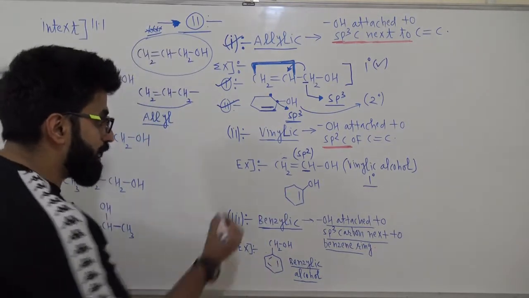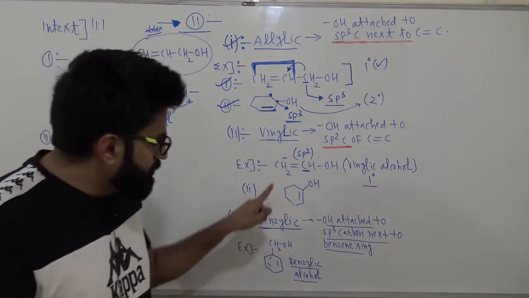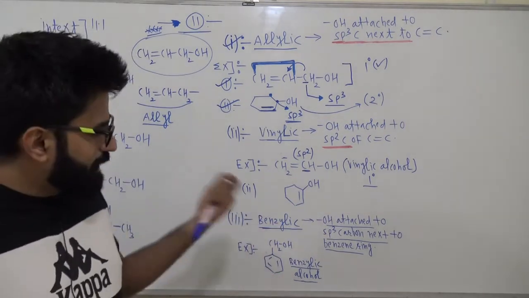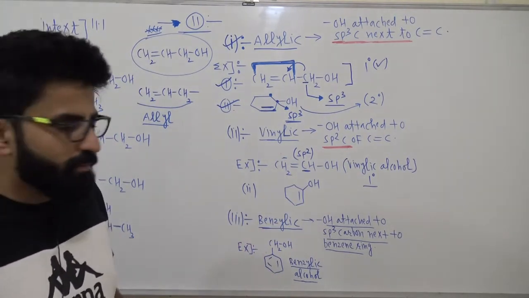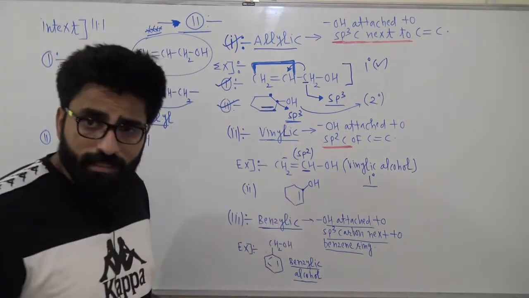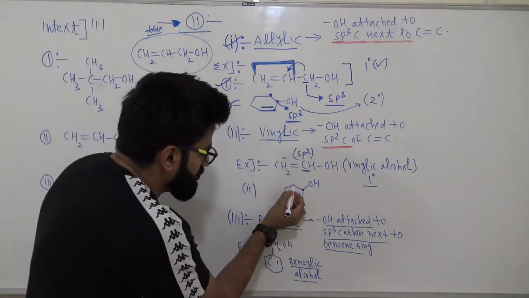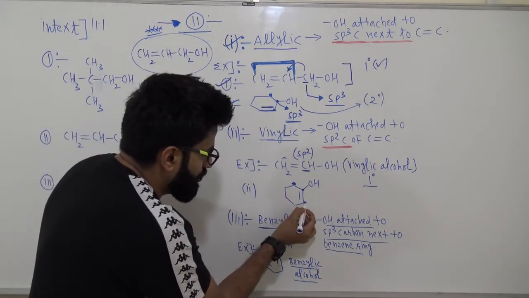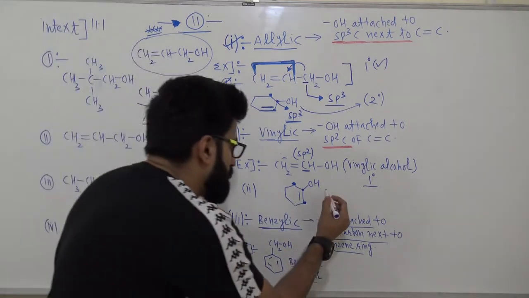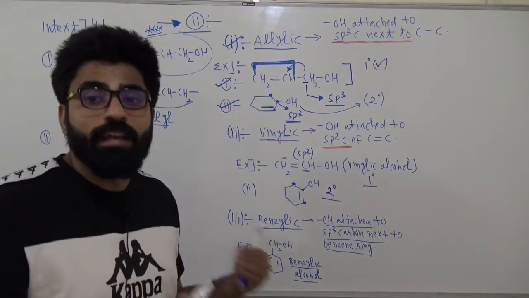Similarly, I have one more example. Suppose I ask what is the degree of this alcohol? The OH is attached to this carbon, and this carbon is attached to two other carbons. So on the basis of degree, this is a 2 degree alcohol, or secondary alcohol.